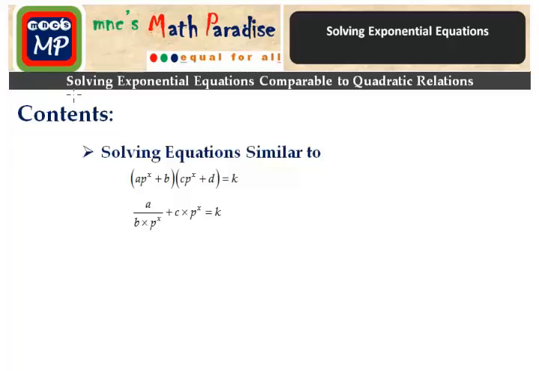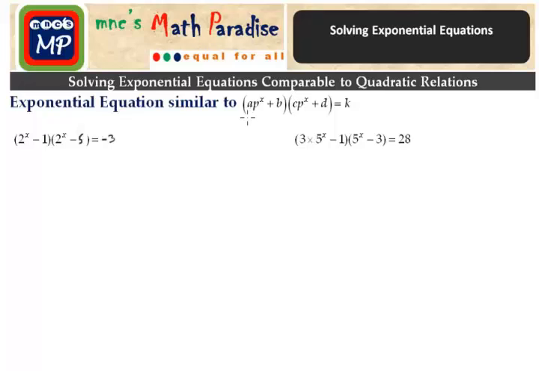Like in the previous lesson video, here we will learn to solve exponential equations which are comparable to quadratic relations. If we replace the exponent term with a variable, these kinds of equations will not directly give a quadratic equation, but we need to simplify them to get the quadratic relation. Now let us solve some exponential equations which are comparable to quadratic equations, but to get that quadratic equation we need to expand and simplify the given equation.